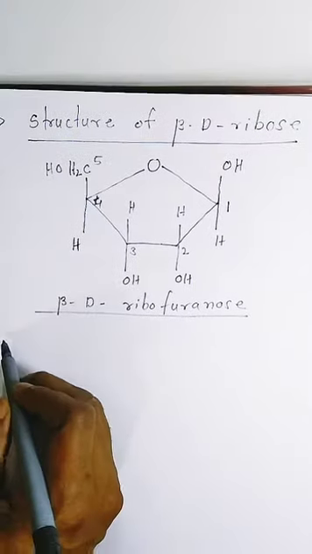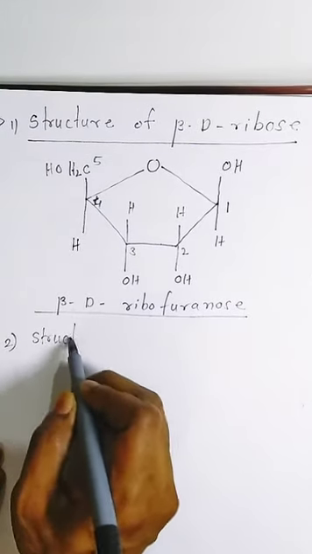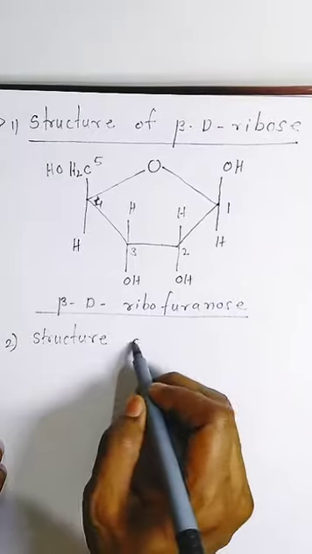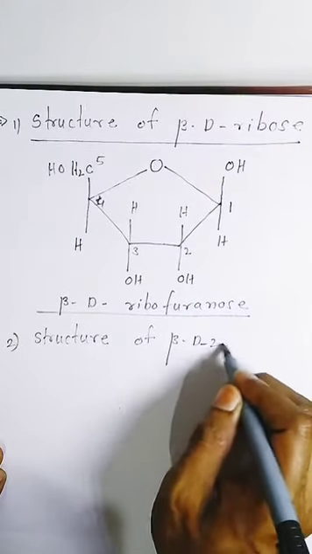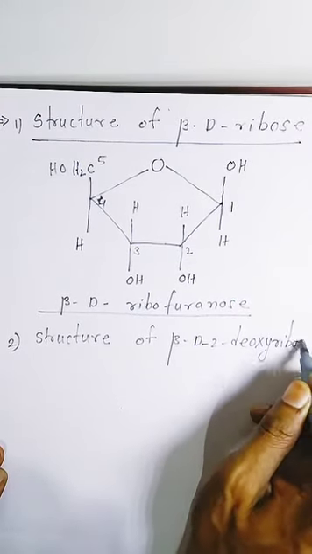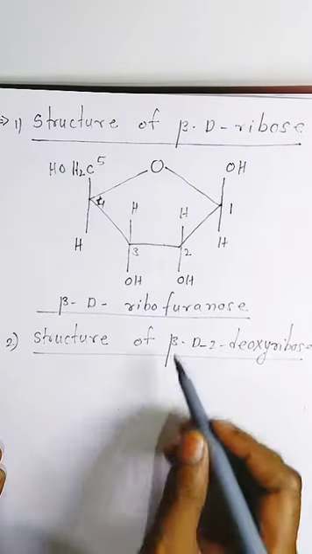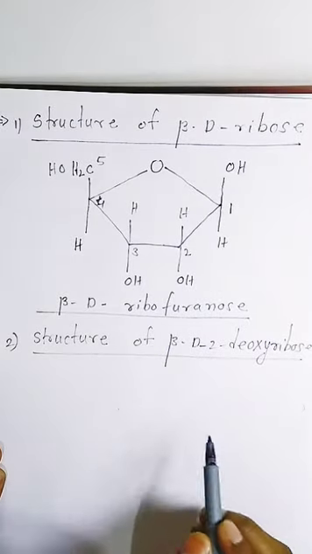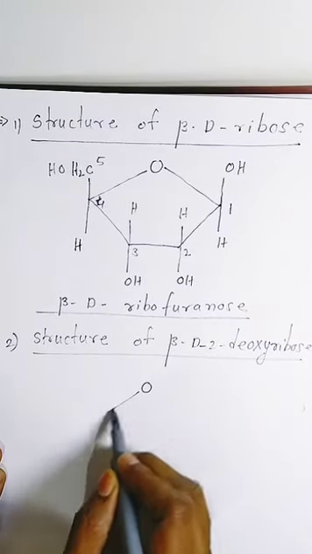Now students, the second structure is also there. You should know the structure of beta D 2-deoxyribose. 2-deoxyribose means that at the second carbon the oxygen is absent. That is why it is called beta D 2-deoxyribose nucleus. So students, this is the structure.